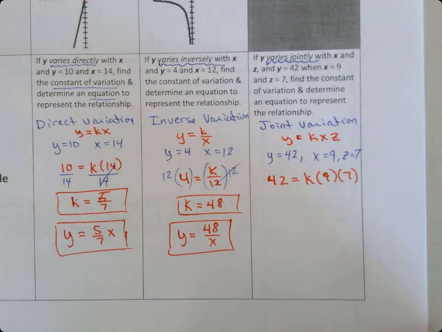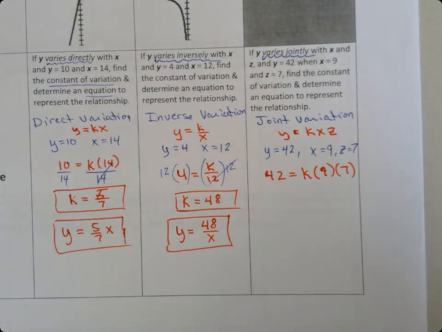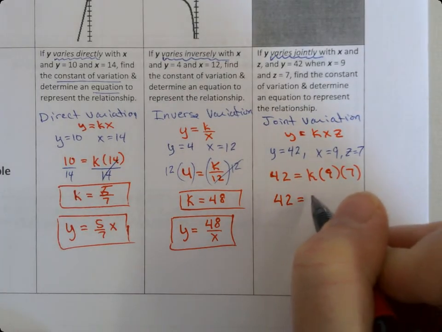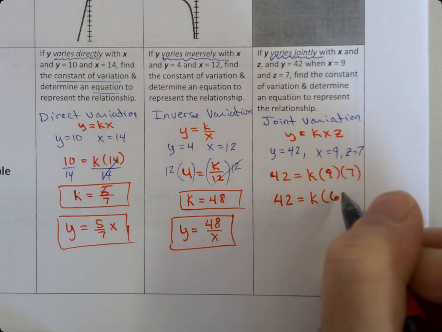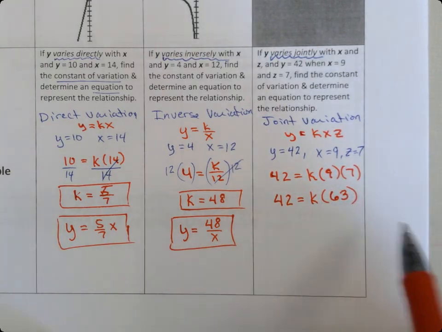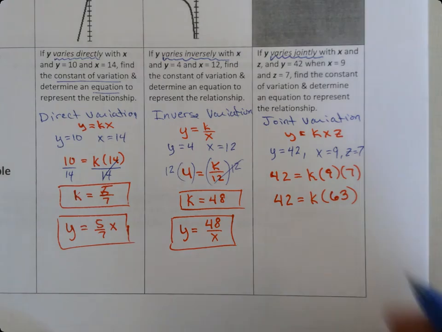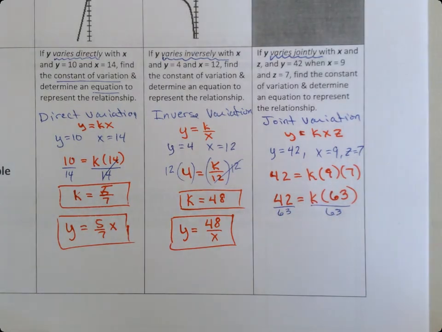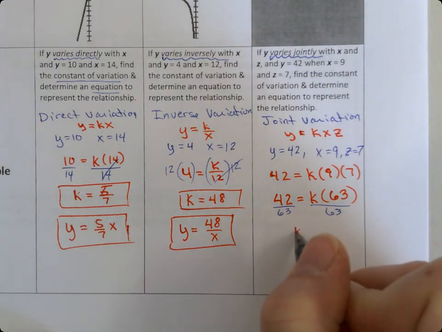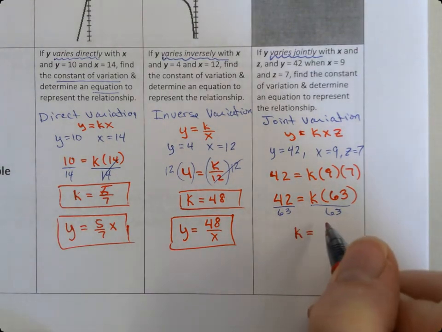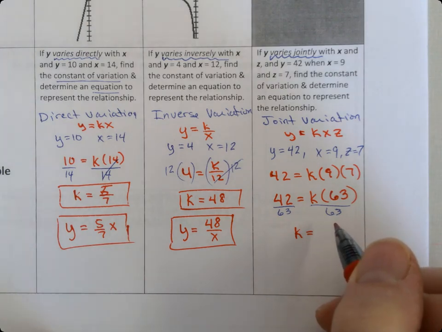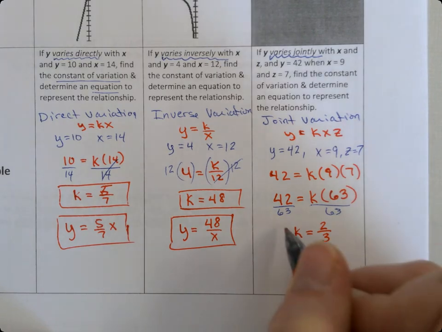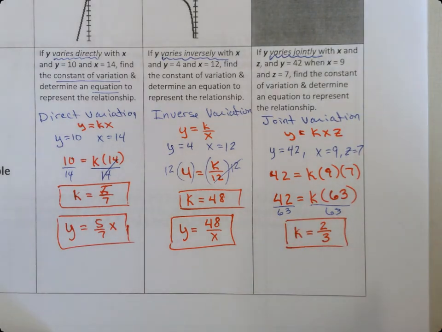Now, I prefer to use parentheses, especially if there's a negative number. I don't want to think it's subtraction. So I get 42 equals k times what? Yep. Then I'm going to solve by dividing both sides by 63. All right, what do we end up with? Reduce your fraction. What is it? Oh, I was thinking, yep, I didn't divide far enough. I needed to go again. All right, 2/3. That's your constant of variation.